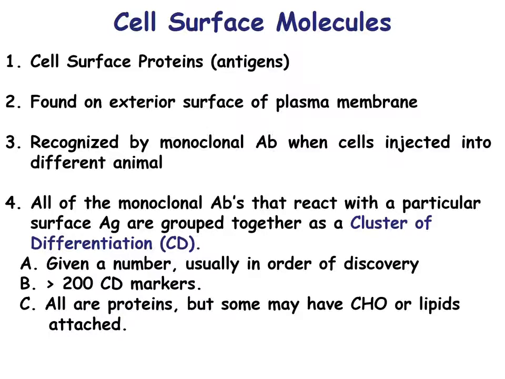types. So all of the monoclonal antibodies that react with a particular surface antigen are grouped together and they're called a cluster of differentiation, or CD. You know what I call it? Cell differentiation. So you can differentiate one cell from another. There's more than 200 of these, so don't worry about it. But you do need to know a few of them, CD4 and CD8.